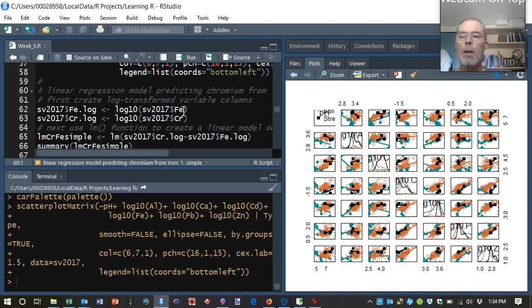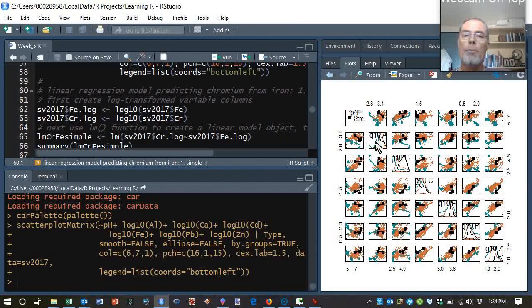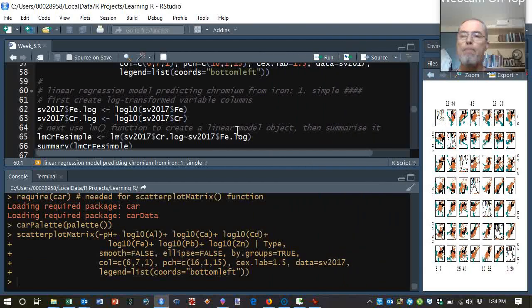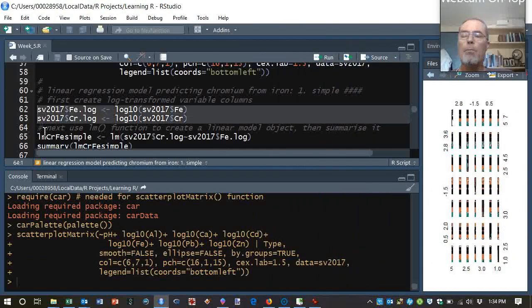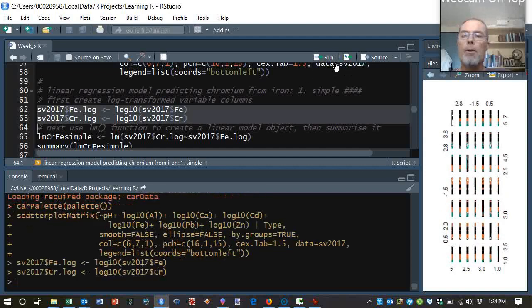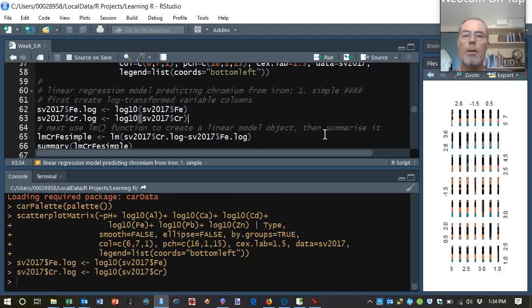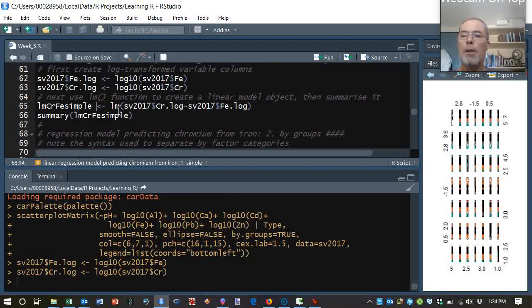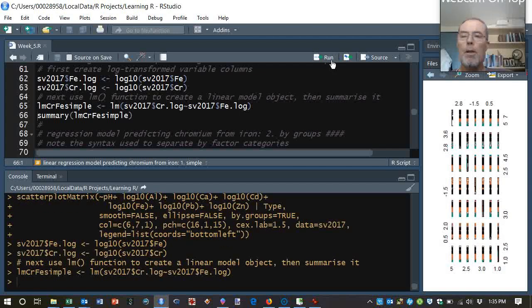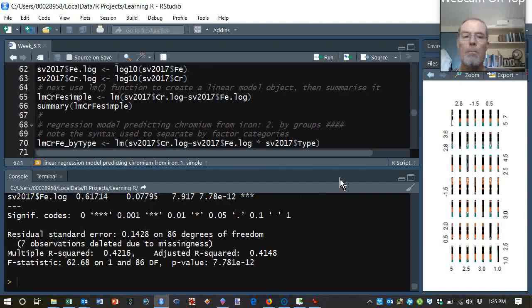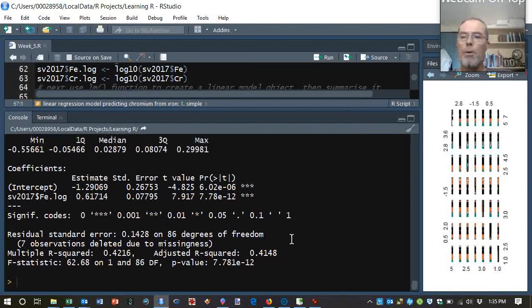So what we're going to do is use regression to set up a simple model to try and predict chromium concentration from iron concentration. All right. So get rid of the graphics window for now. We're going to create transformed versions of iron and chromium in our data set, and then I'm going to run a simple linear regression model where it's just chromium dependent on iron, both log transformed, and then summarize that model. Okay. And let's have a look at what we got.